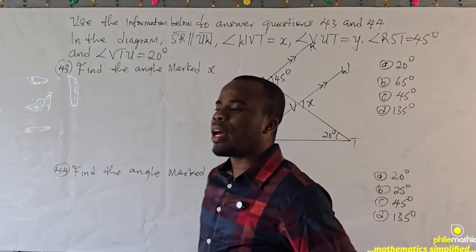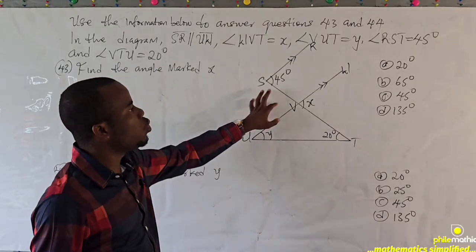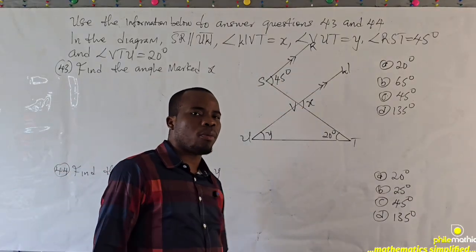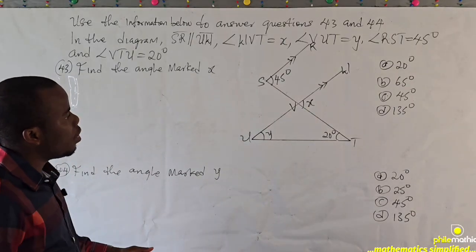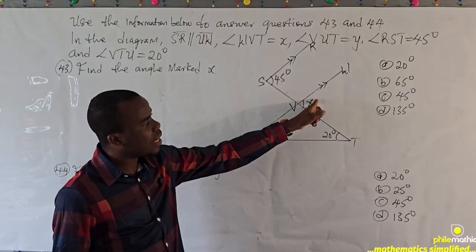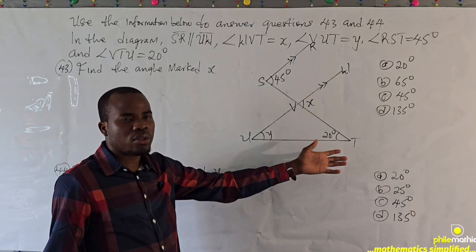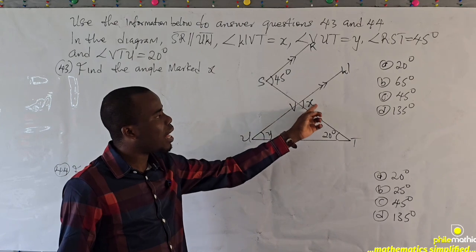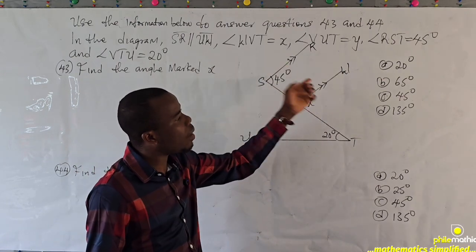Plane shapes like this are easy, extremely easy, once you know the theorems backing them up. We have to look for X and Y. How do we get this X? It's simply corresponding angles, because corresponding angles are equal. Why are they corresponding? Because these two lines are parallel.